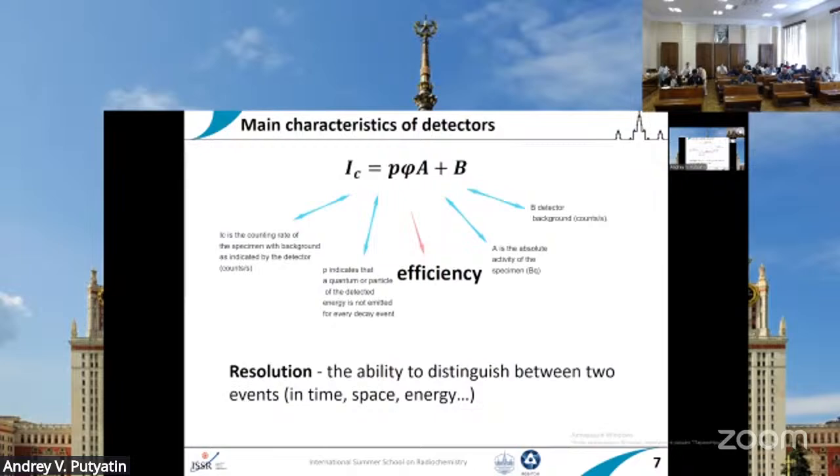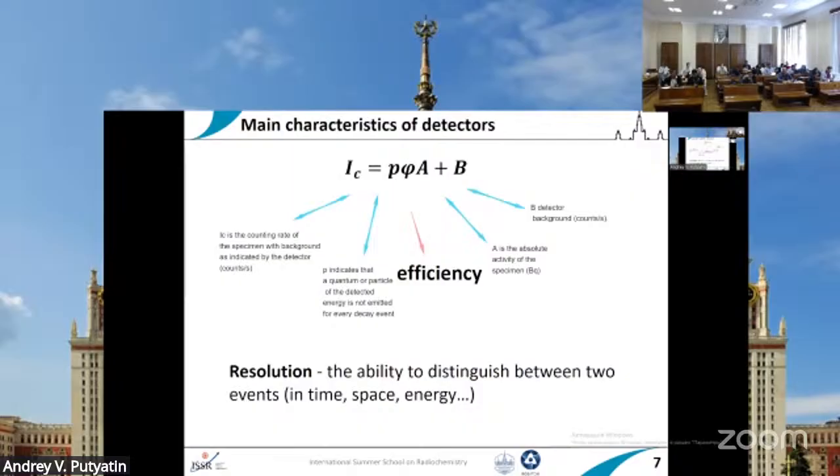That includes the geometry of the measurement, so how our sample and our detector are located with each other, and how efficient the detector is for this certain type of ionizing radiation, alpha, beta, gamma, and the energy of this radiation. So there are quite a lot of parameters, but we can easily calibrate this efficiency with standard sources, and thus we can just measure this efficiency.